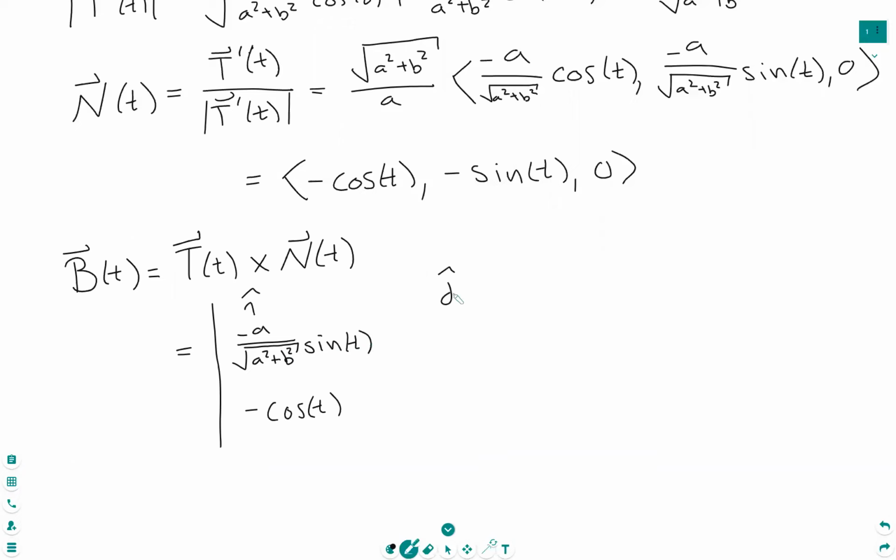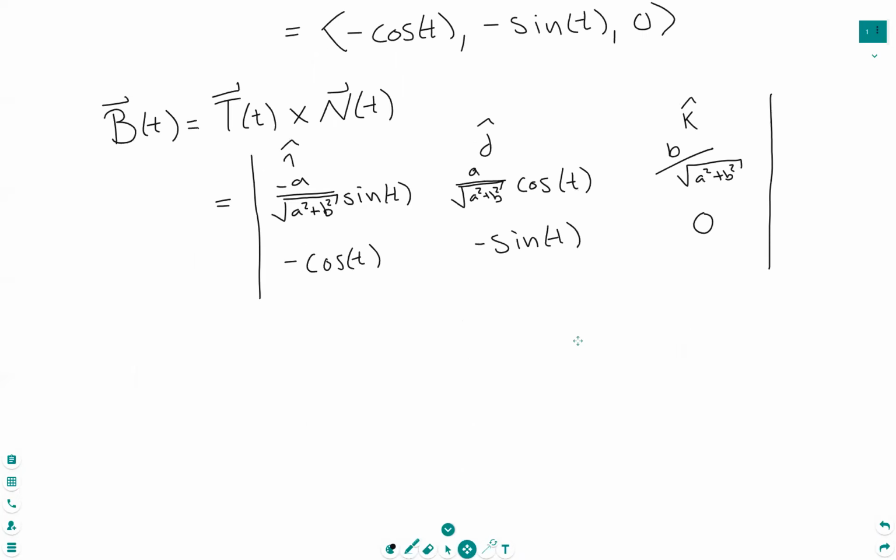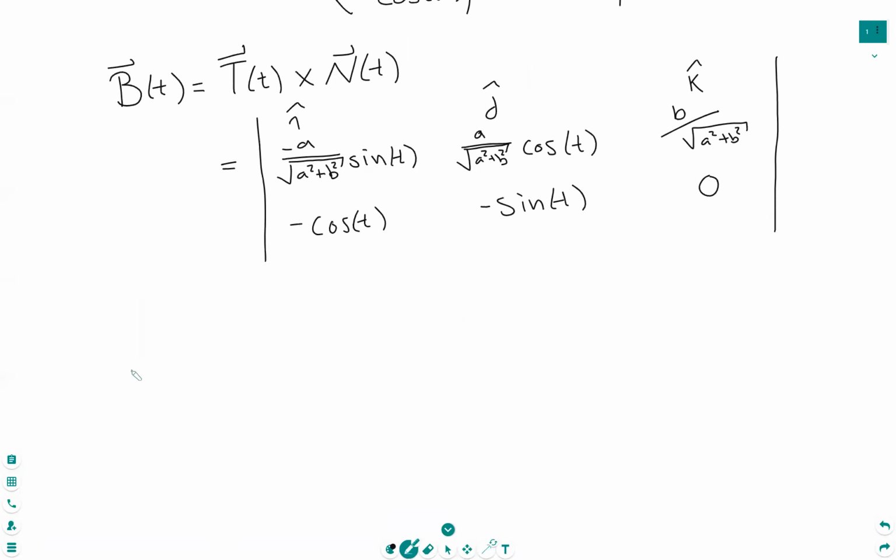Then we have our j hat. So here we had a over the square root of a squared plus b squared cosine of t. And we had negative sine of t here in the lower. And then finally, we had our k hat. Here we had b over the square root of a squared plus b squared, and then we had 0 here for N. So that's our determinant. So let's set this up.